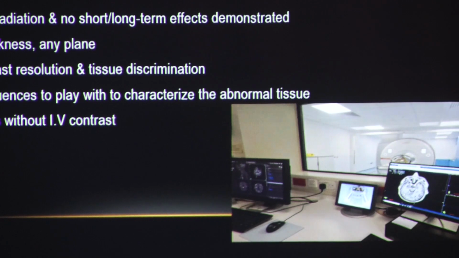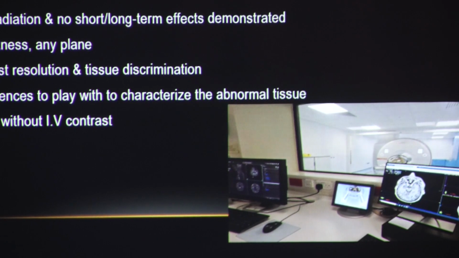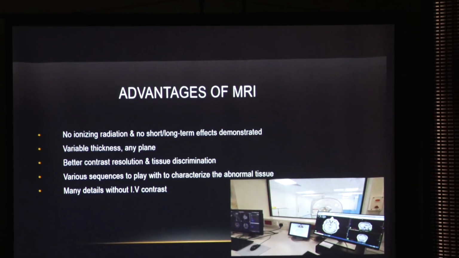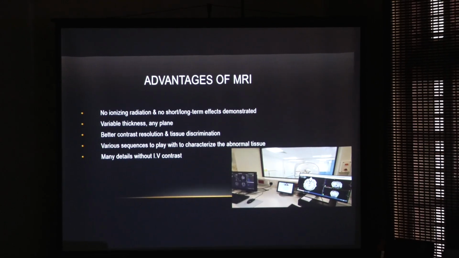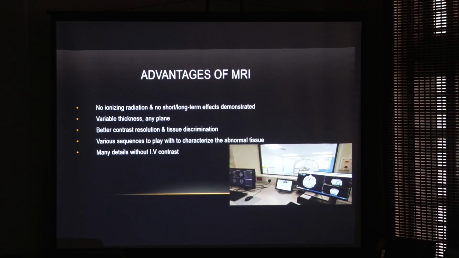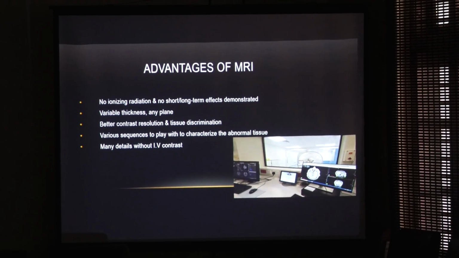uses to play with and to characterize abnormal tissues. And many details we can obtain without administration of CT contrast, without administration of IV contrast. In CT, in almost 95% of cases, we need IV contrast to characterize the pathology, but in MRI, in 90 to 95% of cases, we don't need the contrast to characterize a pathology.